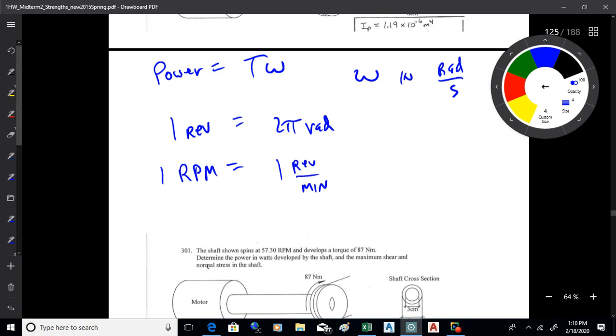So you've got to be a little careful on your units, and that is the general kind of thing with torsion, is the units come up a lot. Okay. So we all right with that? Okay.